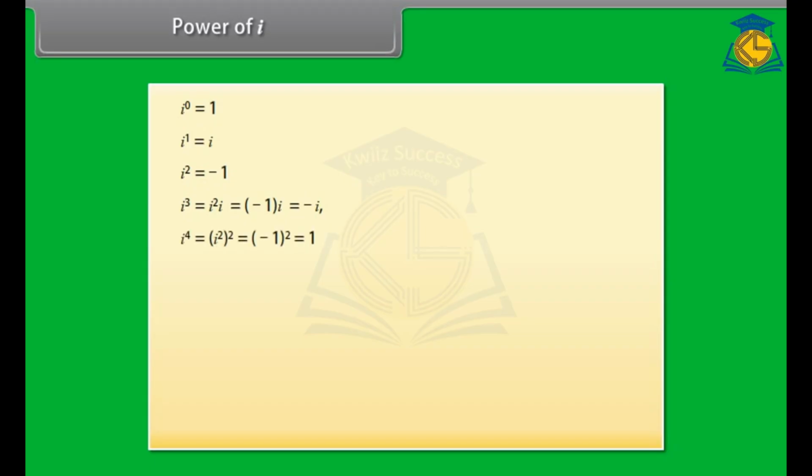Similarly, iota raised to power 4 is equal to the square of iota square, which is equal to minus 1 square, which is equal to 1. Iota raised to power 5 is equal to iota square squared into iota, which is equal to minus 1 square into iota, which is equal to iota.